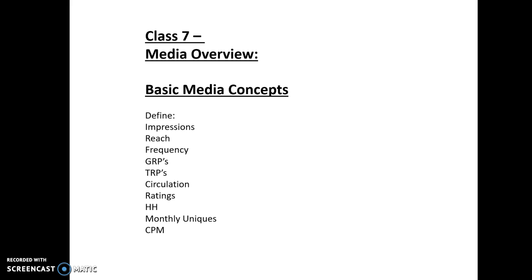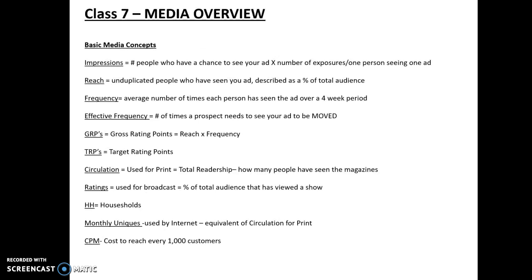CPM is cost per thousand, M being the old Roman numeral for 1,000. So it's another way of measuring and comparing media. How much in dollars and cents does it cost to deliver 1,000 impressions in radio, TV, etc.? And we can actually rank media by CPM. So here are written out all the definitions that I've just gone through.